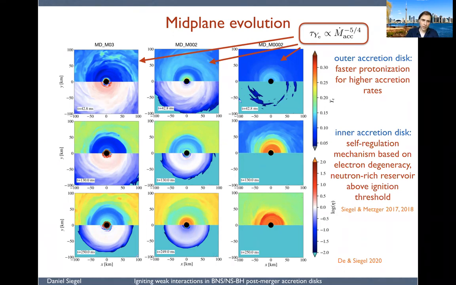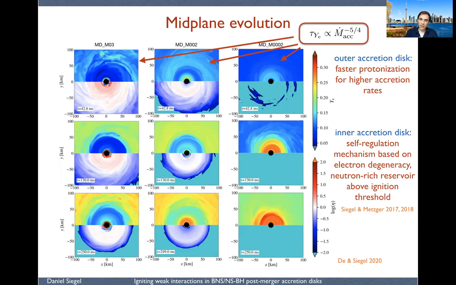And so as expected, in the outer parts of these accretion disks, things protonize over time. That's expected. We start from very neutron-rich initial conditions of YE around 0.1, and that gradually rises over time. You can actually derive that analytically from the equation of lepton number conservation, which we did, and you find that it should scale with the accretion rate as M dot to the power of minus 5/4. And this is exactly what you see. So the lower the accretion rate, the longer it takes for the system to protonize.